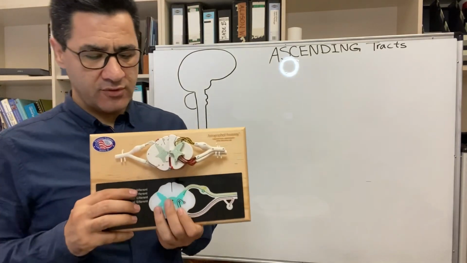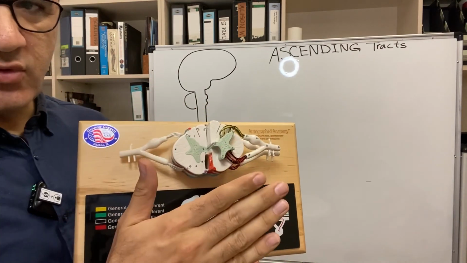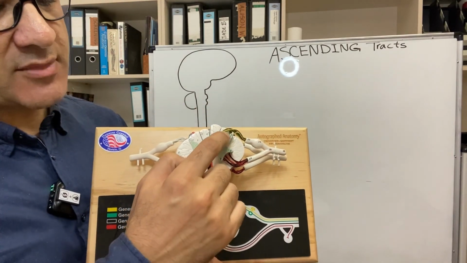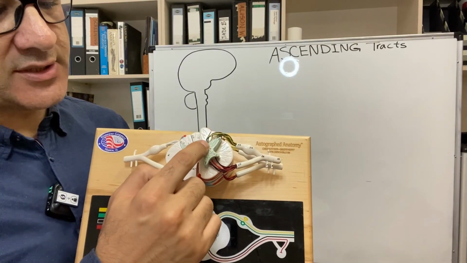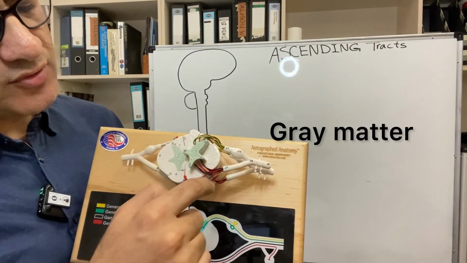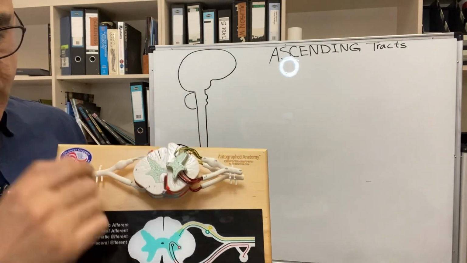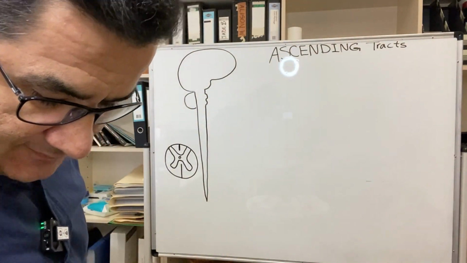If you look here precisely, this is the cross section of the spinal cord. You can see this gray matter structure. It's a butterfly shaped structure, called the gray matter, which is surrounded by the white matter. Today I'm going to talk about one of the most important ascending tracts.